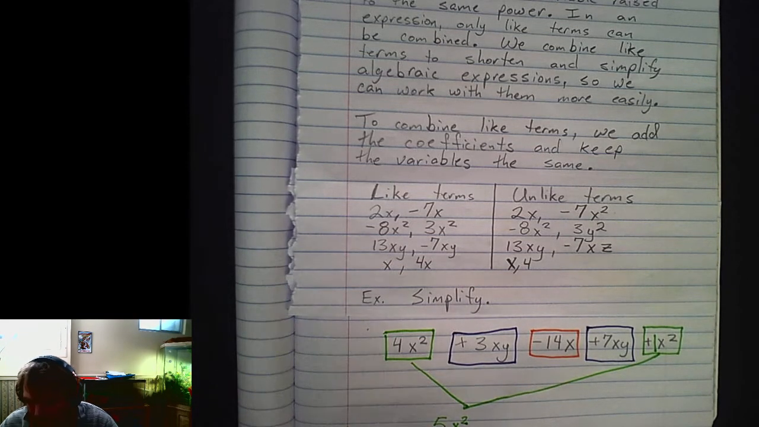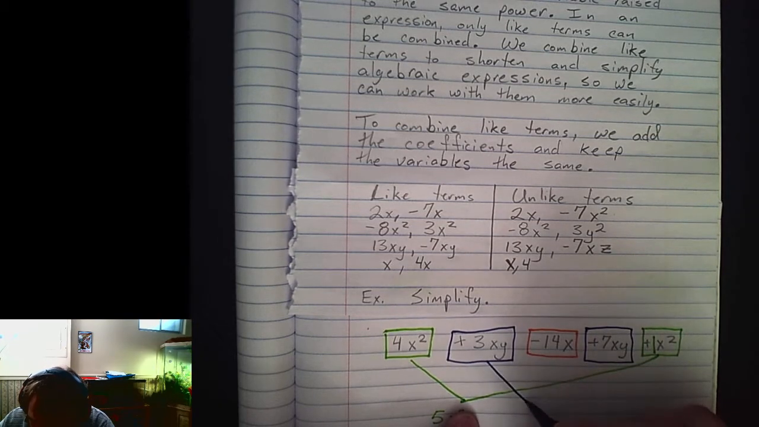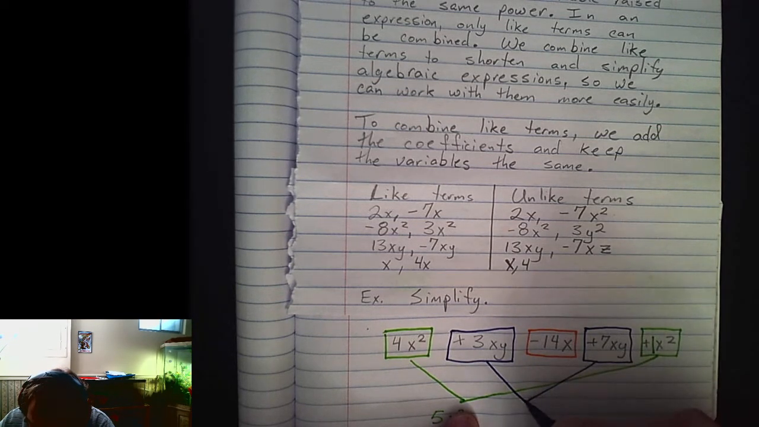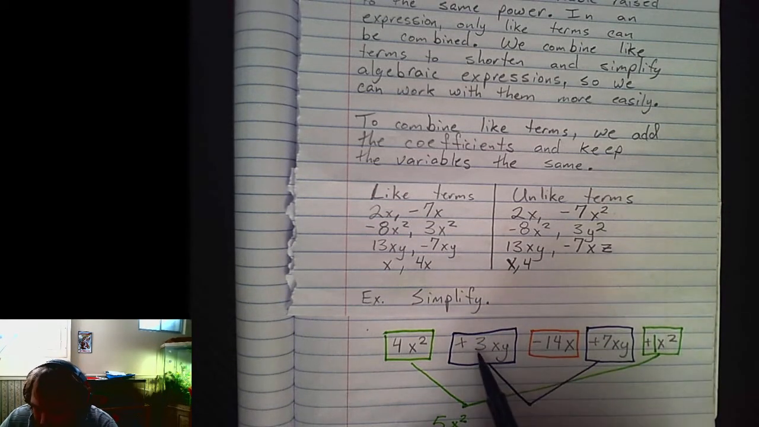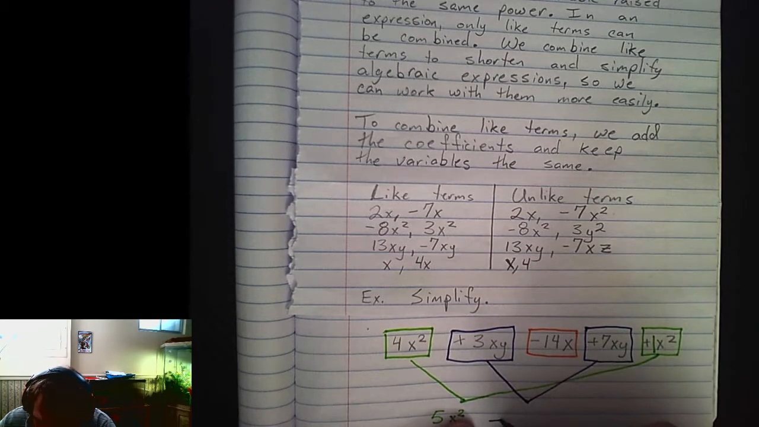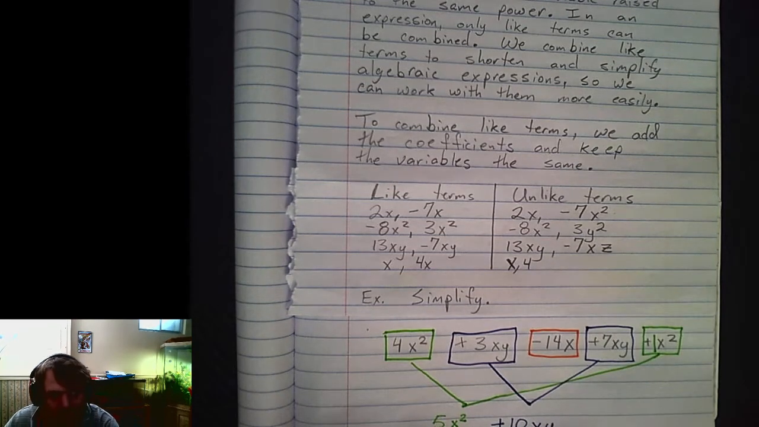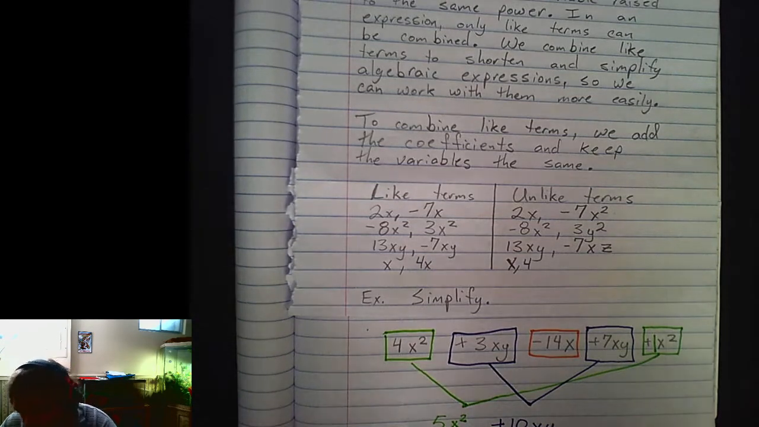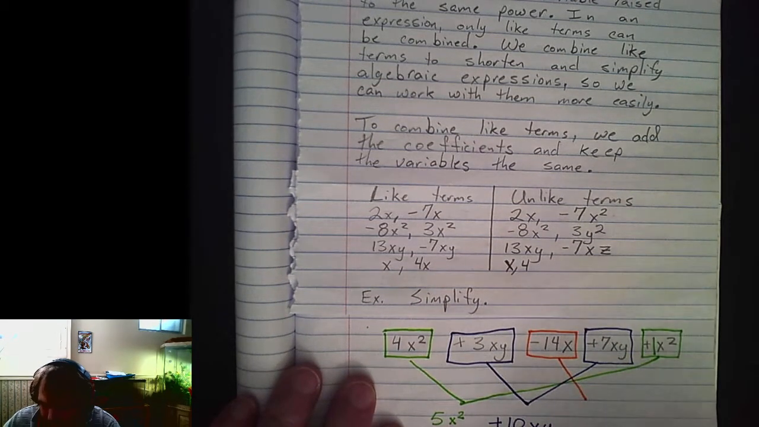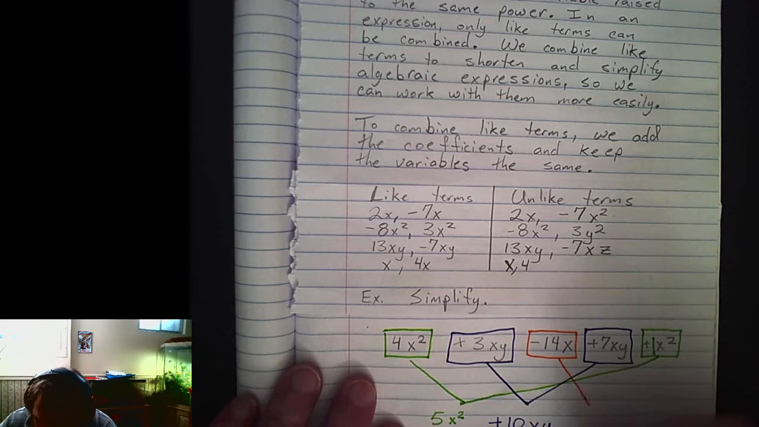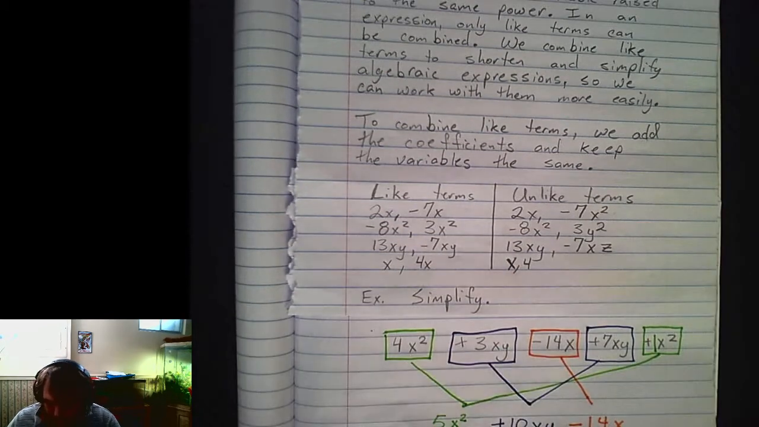Next up, we have positive 3xy and positive 7xy. So we can combine the coefficients, positive 3 and positive 7, to get a positive 10. Keep the variable xy. And last, we have the negative 14x, which was all by itself. But we can just do negative 14x. And that is our answer.